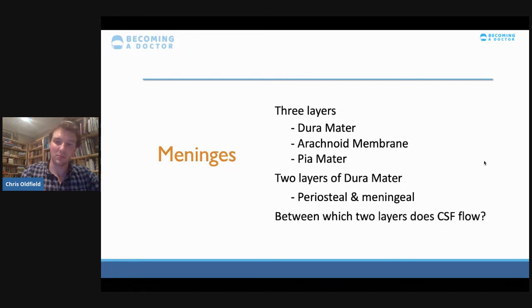And then cerebrospinal fluid, it's difficult to get any of you guys to answer the questions here, so I'll just tell you. The cerebrospinal fluid, which is what CSF stands for, runs between the dura mater and the arachnoid membrane, so beneath the dura.